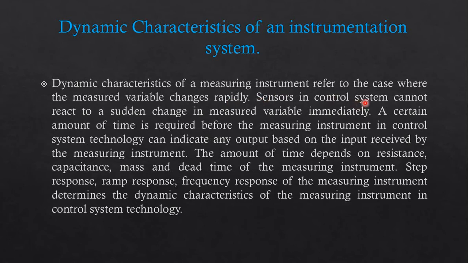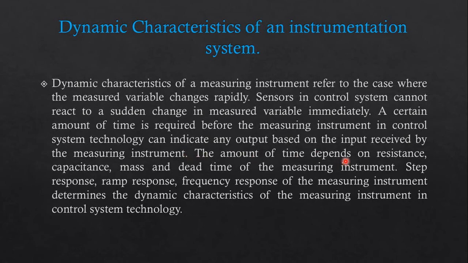Now, the sensor in a control system cannot react to a sudden change in the measured variable immediately. Suppose let's take an example of a temperature sensor. Suppose the temperature of the surrounding changes very rapidly. Then the sensor cannot react to it immediately. A certain amount of time is required before the measuring instrument in a control system can indicate any output based on the input received. So for the temperature change happening in the environment, our sensor requires some time to sense the correct value and give us a stable correct value. So it requires some time.